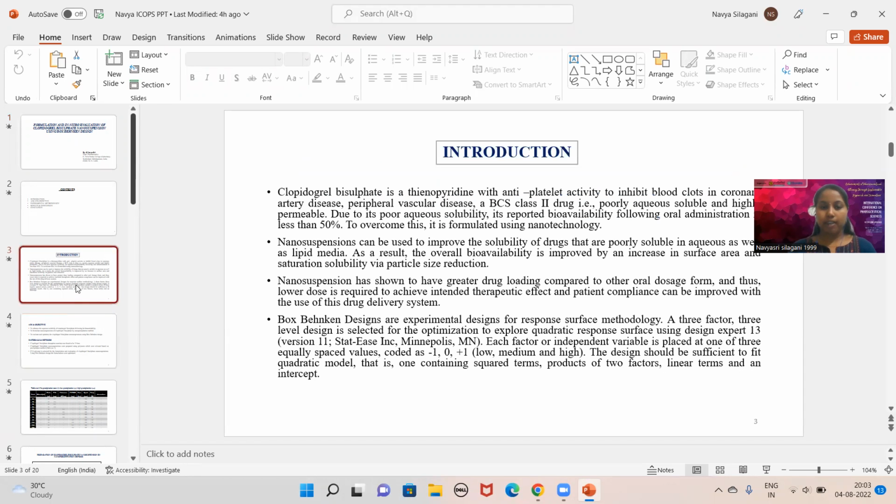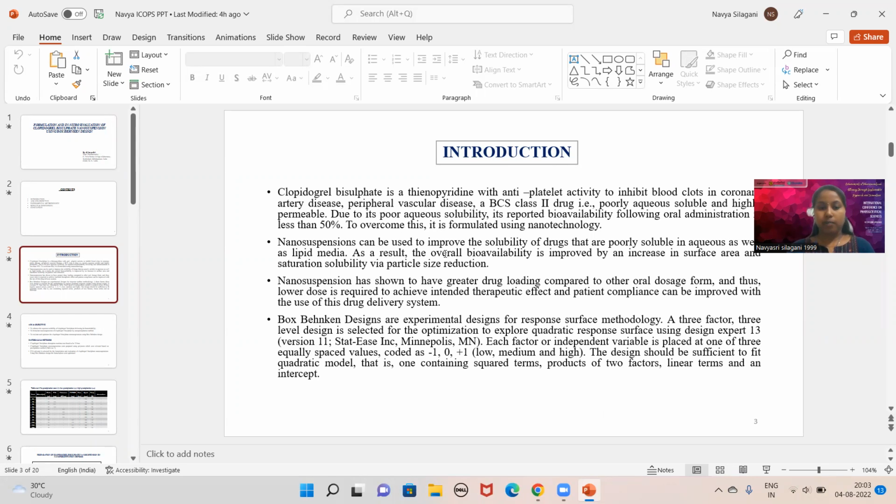Coming to the introduction part, this propyl bisulfate is a thienopyridine with antiplatelet activity to inhibit the blood clots in coronary artery disease and peripheral vascular disease, and it belongs to a BCS class 2 drug. It has poor aqueous solubility and high permeability. Due to its poor aqueous solubility, its reported bioavailability following oral administration is less than 50%. To overcome this problem, we are formulating using nanotechnology.